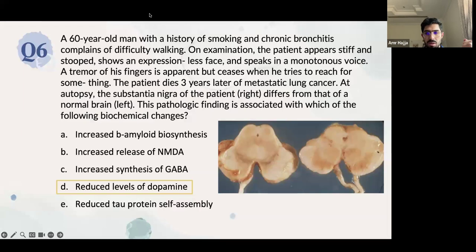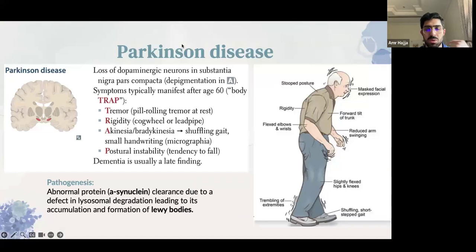Cogwheel rigidity, sure, I can. One second, let me go to the slide. Here we have cogwheel rigidity. I don't remember exactly what the cogwheel rigidity movement itself was, but as far as I remember, it happens because in the basal ganglia we have direct and indirect pathways. Whenever there is a loss of dopaminergic neurons, the direct and indirect pathways are going to be disrupted.